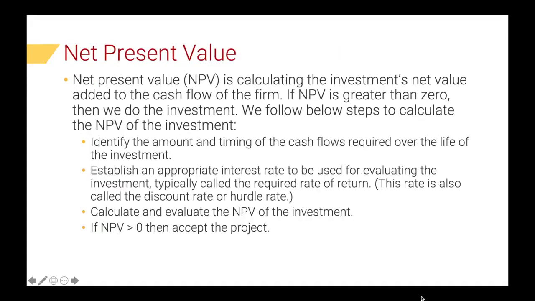Net present value is calculating the investment's net value added to the cash flow of the firm. If net present value is greater than 0, then we do the investment. First, we identify the amount and timing of the cash flows required over the life of the investment. Second, we establish an appropriate interest rate to be used for evaluating the investment, typically called the required rate of return. This rate is also called the discount rate or hurdle rate. Third, we calculate and evaluate the net present value of the investment. And then, if the net present value is greater than 0, we accept the project.